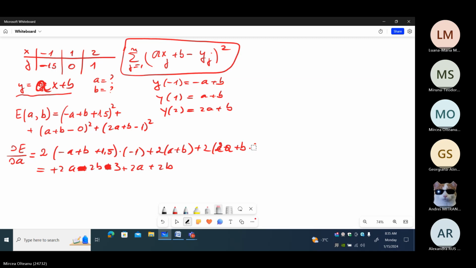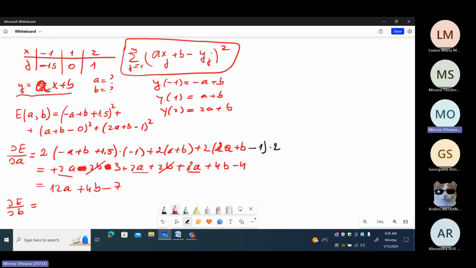Sorry, here we have 2 times 2a plus b minus 1 times 2. Okay, so plus 2a plus 2b plus 8a plus 4b minus 4, equals 12a plus 4b minus 7. Please make the computation, and finally we must check if we've got the same values. Yes, please. Now the derivative with respect to b.